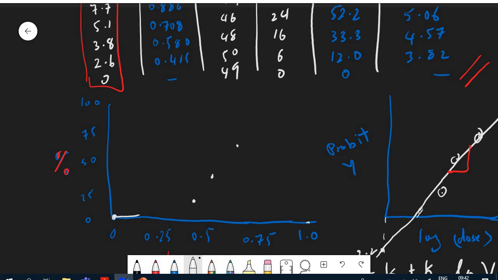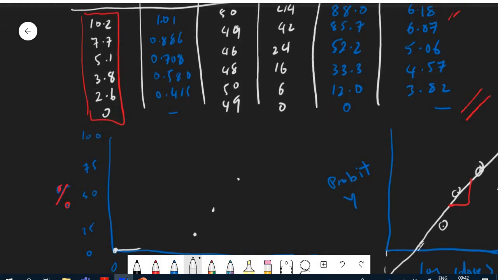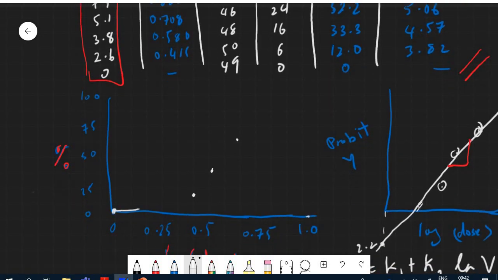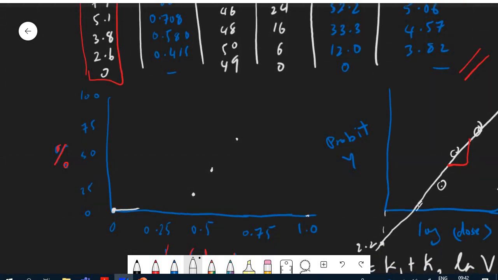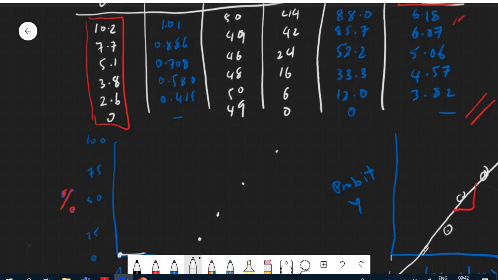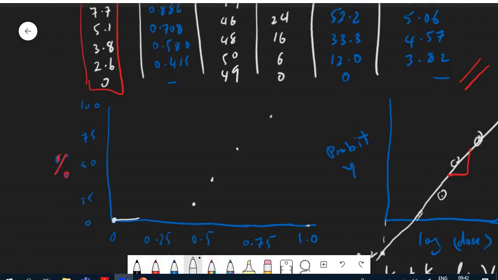And then we're going to continue what's left. 0.88, 85.7, so 0.88 is somewhere here, and 80 something is like that. And then we have 88, that's not much difference, with 1.01, so somewhere here. So we are going to have a figure which looks like that. Okay, so this is what we have.